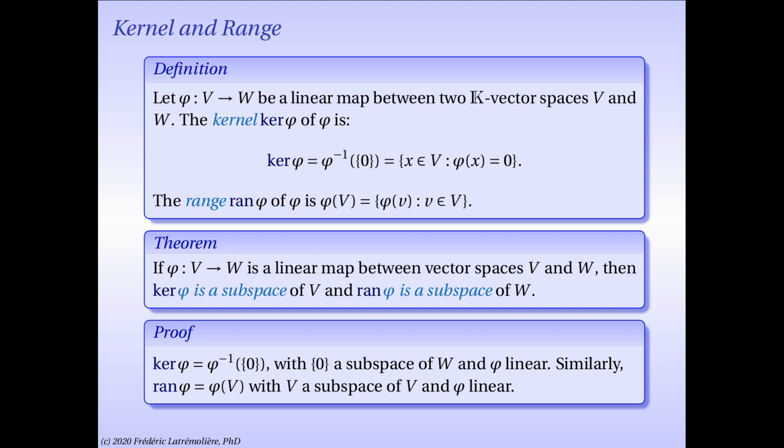Even easier in a sense for the range, you see V is a subspace of itself. Again, that is a trivial observation, but here is my occasion to mention it. V is obviously a subspace of itself, and therefore the range of phi, which is the push forward of V by a linear map, is again a subspace of W.